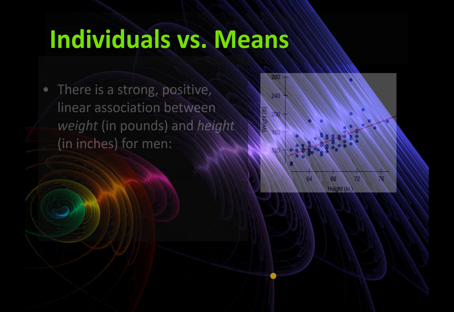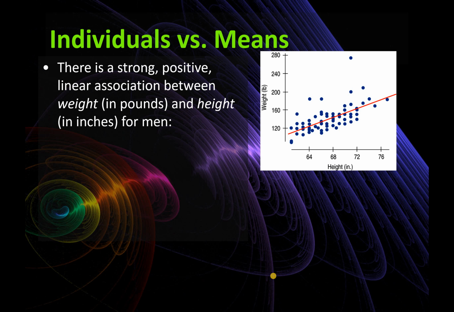So, individuals versus means. If we look at all of what we've got here, there's a strong positive linear association between weight and height, which makes sense. If you're going to be a taller person, typically you're going to weigh a little bit more. It's not always exact. If you look here, we can have very heavy people at any height, and I've known quite a few very, very skinny tall guys.